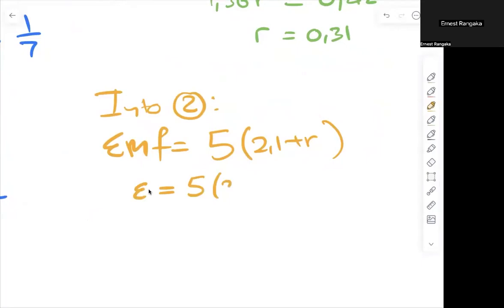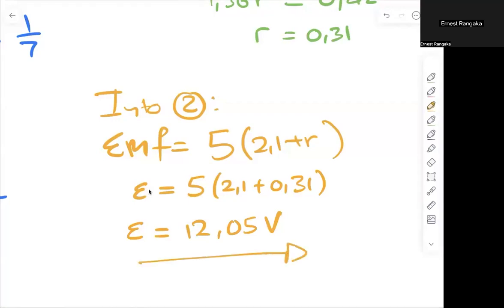That'll be 5 into 2.1 plus 0.31. And then in that case there, you should get an answer of, let me see, 0.31 plus 2.1 times 5, and you should get 12.05 volts. Okay.